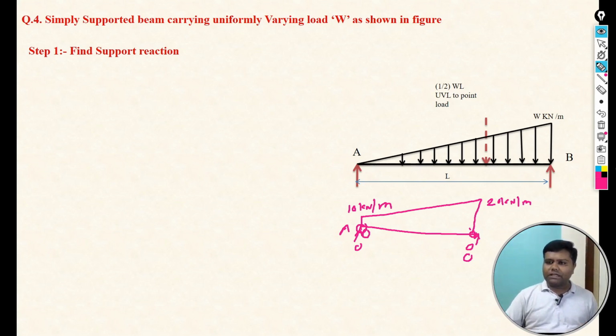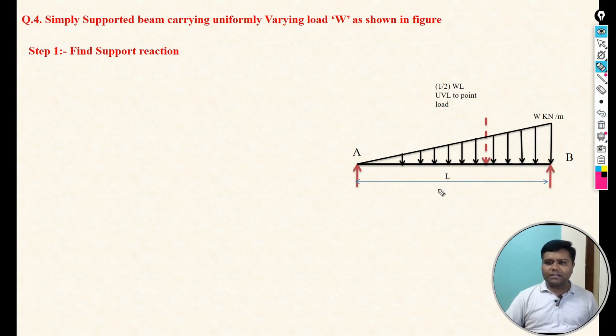But for our case, we have considered that the intensity of that UVL is 0 at point A and maximum at point B, that is W kilonewton per meter. So while calculating support reactions, we know that the first step to calculate the shear force and bending moment diagram is to calculate support reactions. To calculate support reactions, first we have to convert that UVL to an imaginary point load. Whatever point load we are considering here is just imaginary, meaning there will be no effect on the shear force and bending moment diagram.